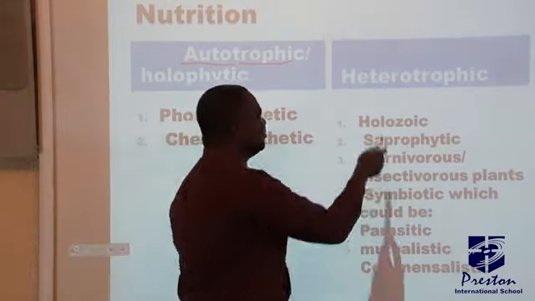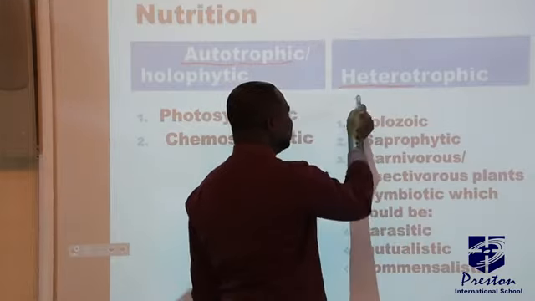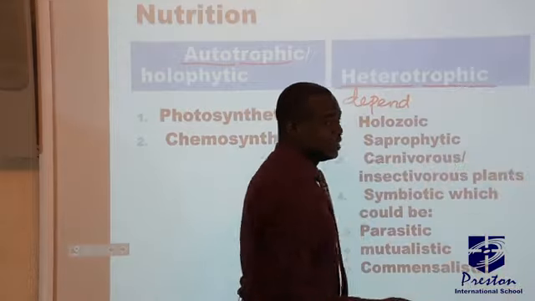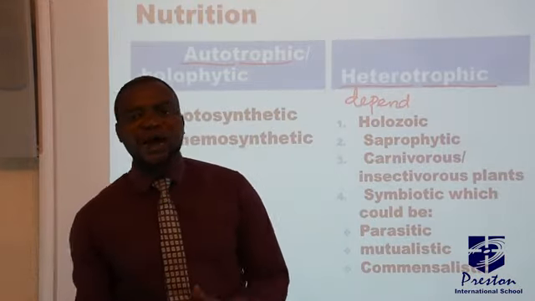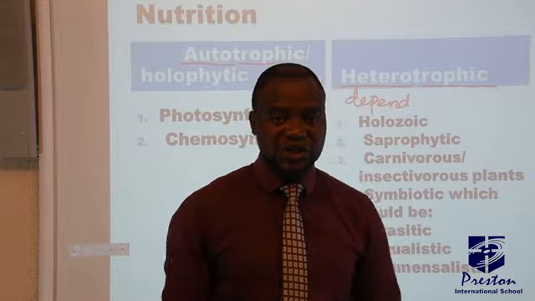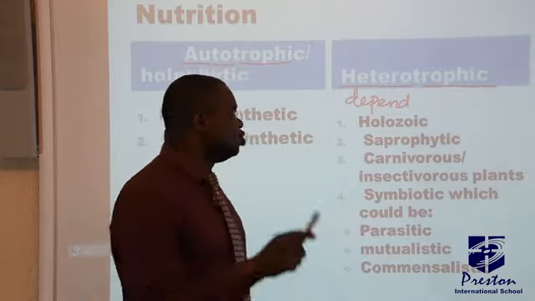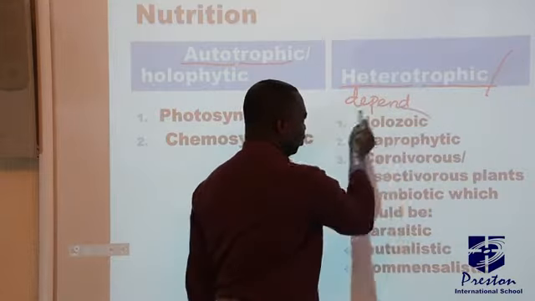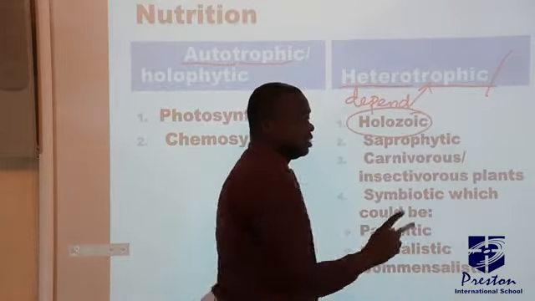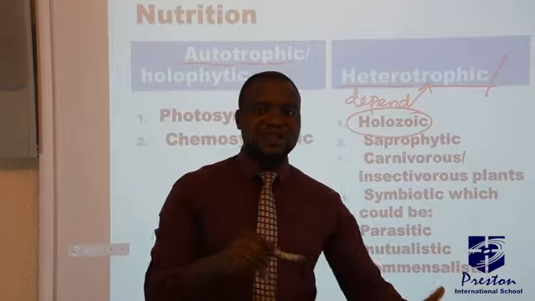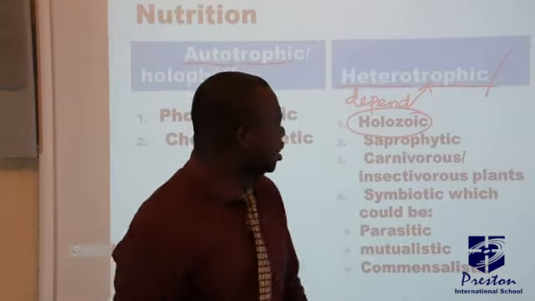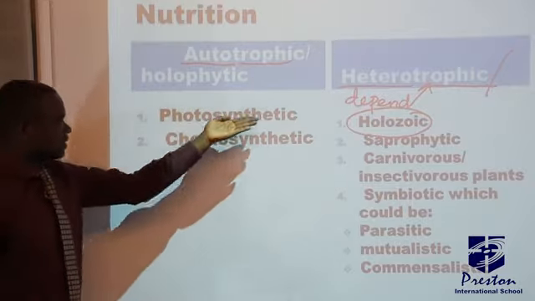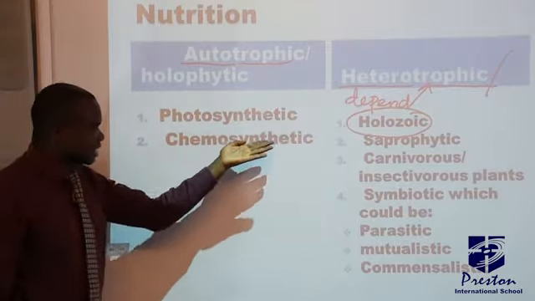Okay? Then the second one we have is hetero. Hetero means depend. Okay? While trophic means feeding. That is, they are depending on other organisms for their feeding. Please take note of this. Do not exchange or think that holozoic, this word, is the same thing as this. They are never the same thing. You may have it in some textbooks. That is never correct. Then, the major types of autotrophic are photosynthetic and chemosynthetic.